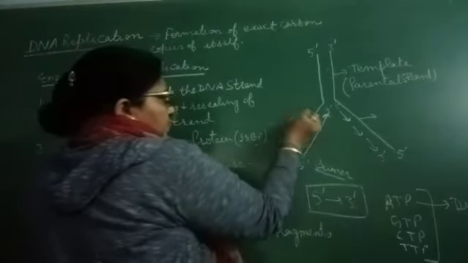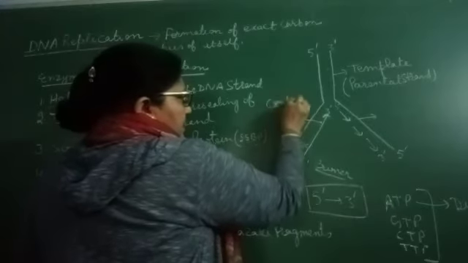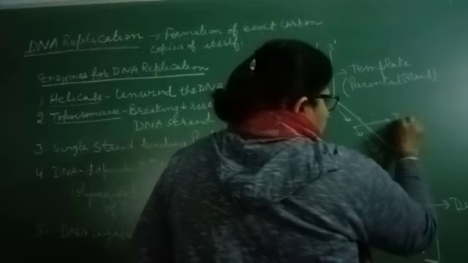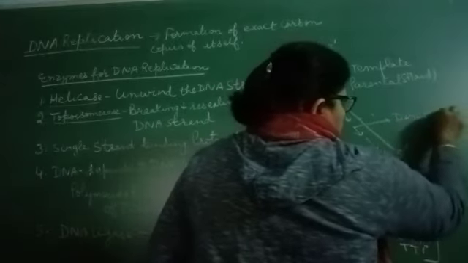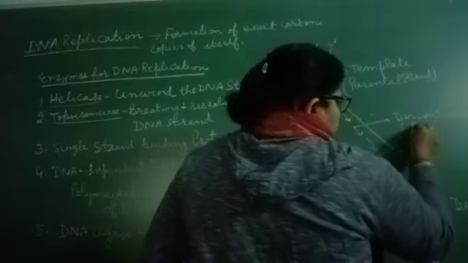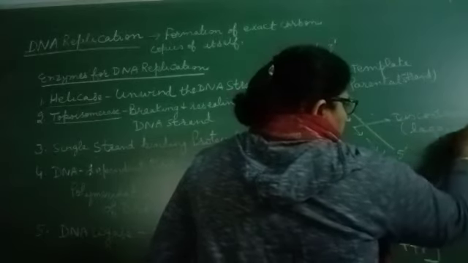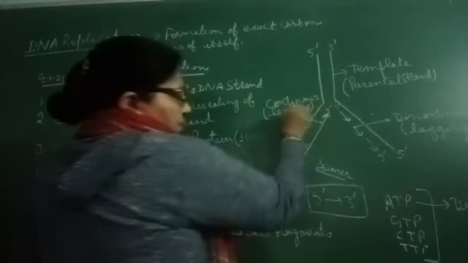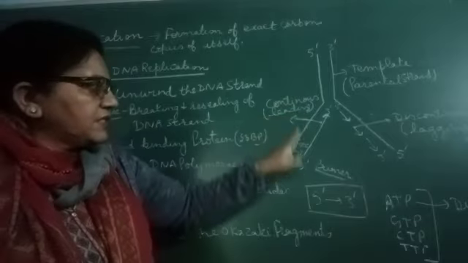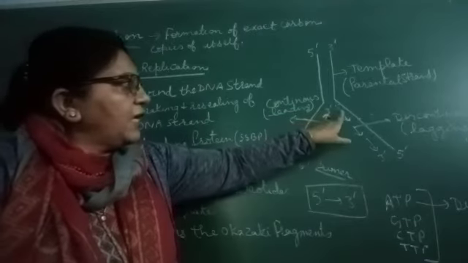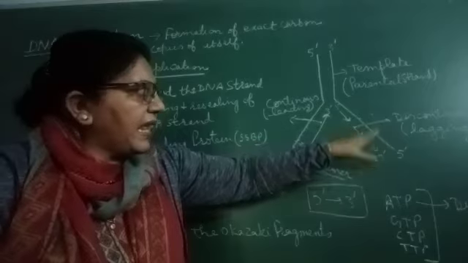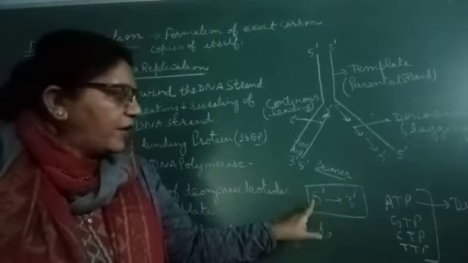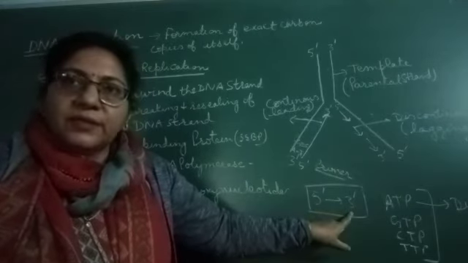So this strand is known as the continuous strand, or leading strand, and this is known as the discontinuous strand, or lagging strand. Fine. So you have a continuous strand from 5' to 3'. Here you have a discontinuous or lagging strand from 5' to 3' because the new strand will always form from 5' to 3'.